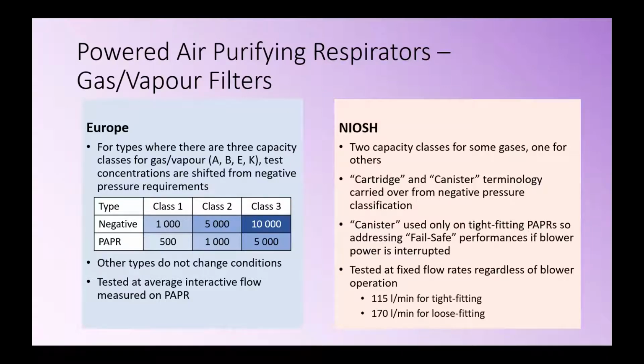A canister only applies to tight fitting systems because they must fail safe. So we have these two capacity classes, and again, testing is at a fixed flow rate. Whatever the blower system can deliver, it's always fixed. 115 liters per minute, that is actually in the old units 4 cubic feet per minute, and tight fitting 170 or 6 cubic feet per minute for loose fitting.